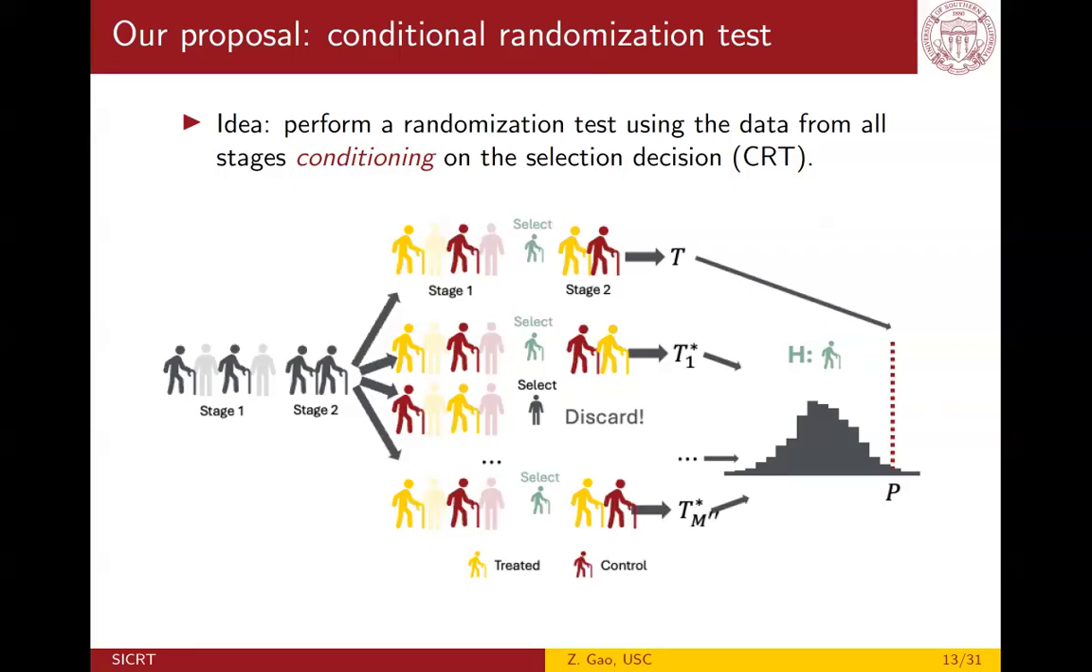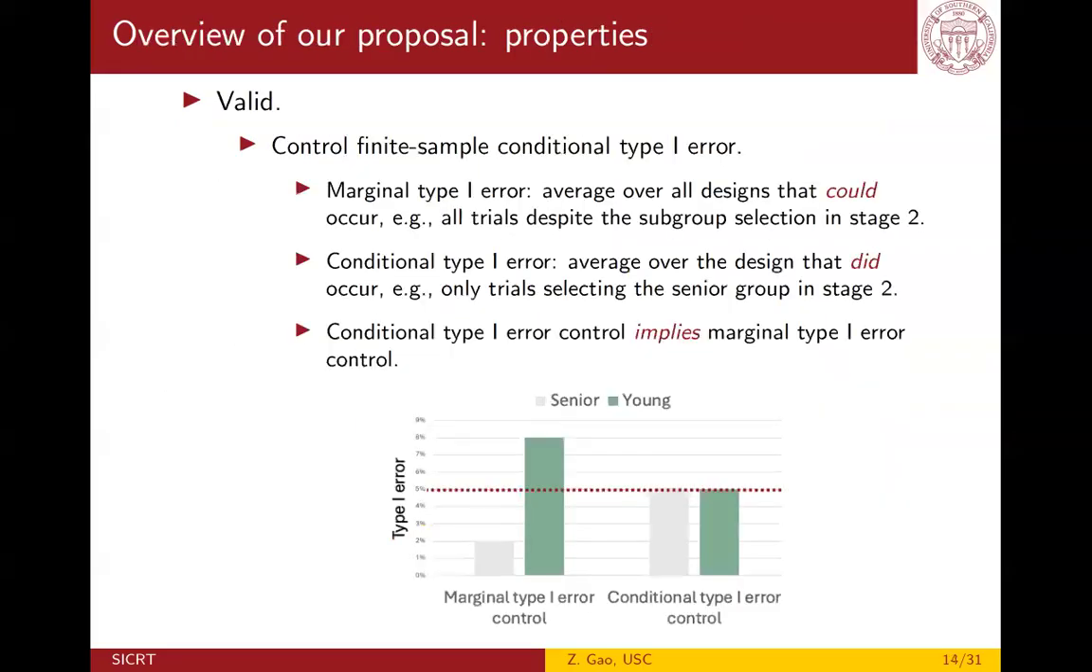All right, so from here, I would love to introduce a few good properties of the procedure I just introduced, the conditional randomization test, which is short for CRT. The first advantage is the validity, or say type 1 error control. In particular, we control a stronger notion of type 1 error, which is called the conditional type 1 error.